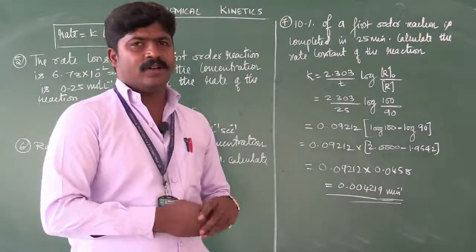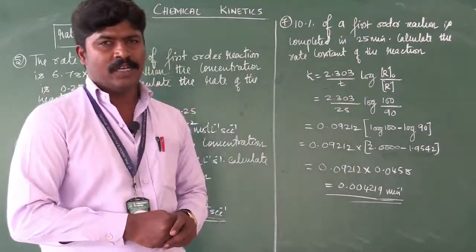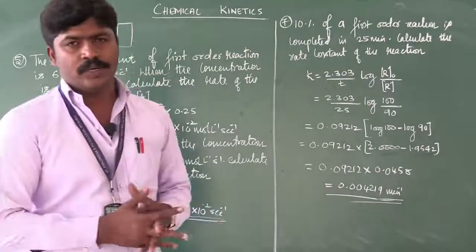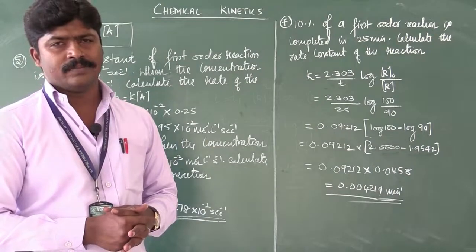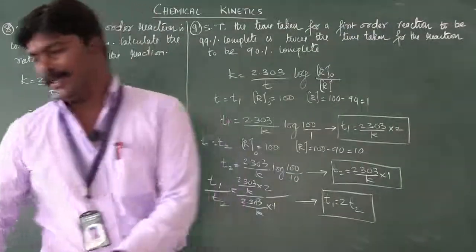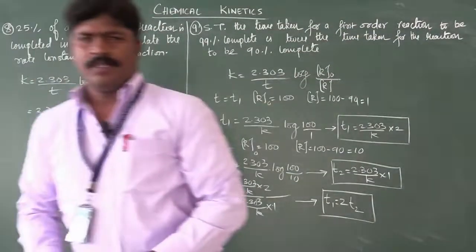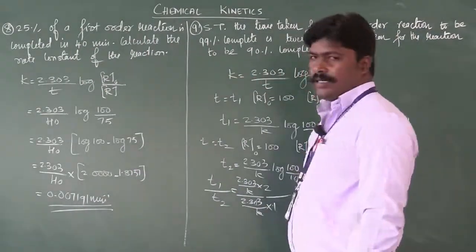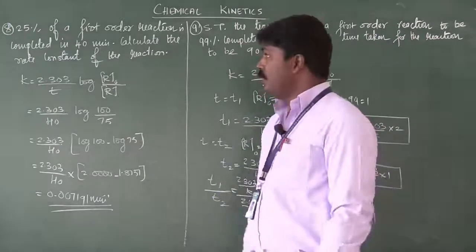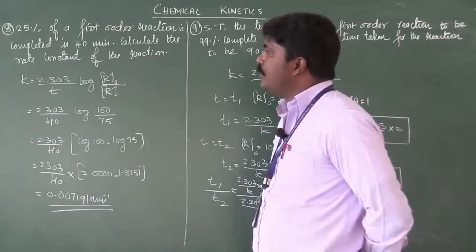So we can find the rate constant for the 10% completion using the formula K is equal to 2.303 by T log R naught by R. So as I'm moving towards the next type of problems, a little more further, one derivation is there, or one important conclusion we should come with a problem here. So before that, one more problem I'll try to complete.